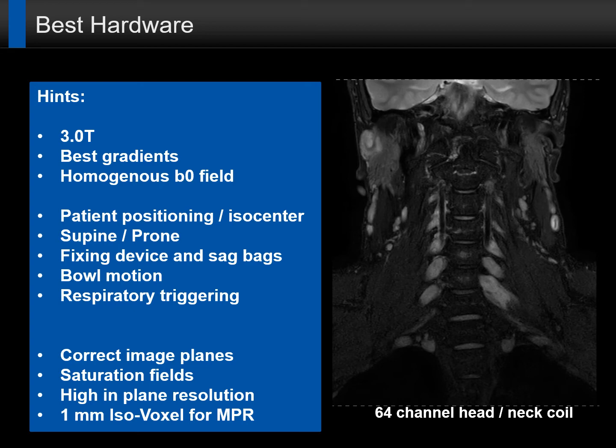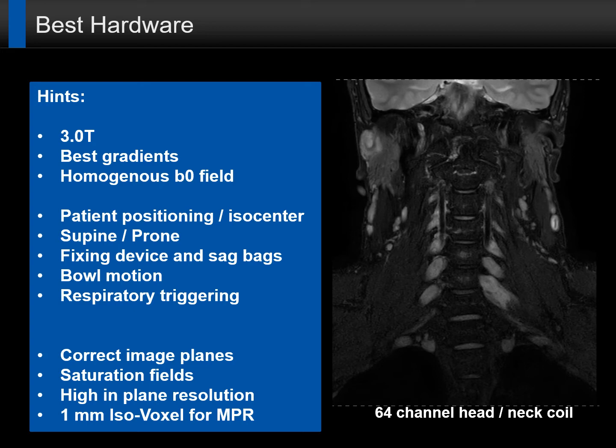In addition to the best equipment you should use, you should also train your technicians to position the patient properly in the isocenter of the magnet. You have to play around with which position is best for the patient, considering that they have pain in most of the cases. You need to use a lot of fixing devices, sandbags, and whatever you can get to keep the extremity without motion, because the nerves are usually very tiny. If you have motion artifacts, you will have difficulties making a good diagnosis.